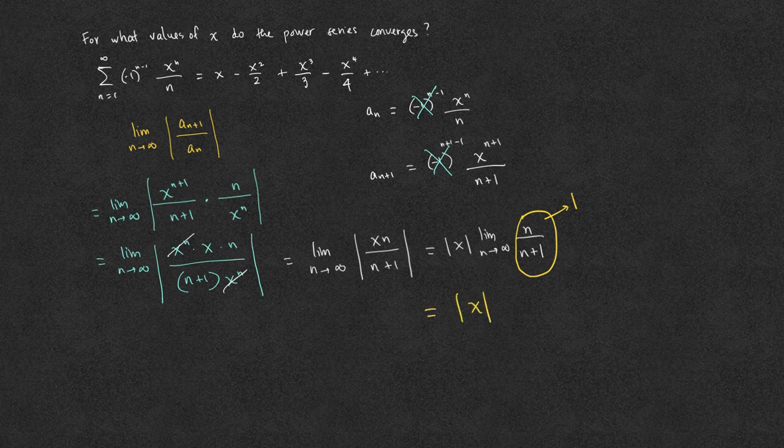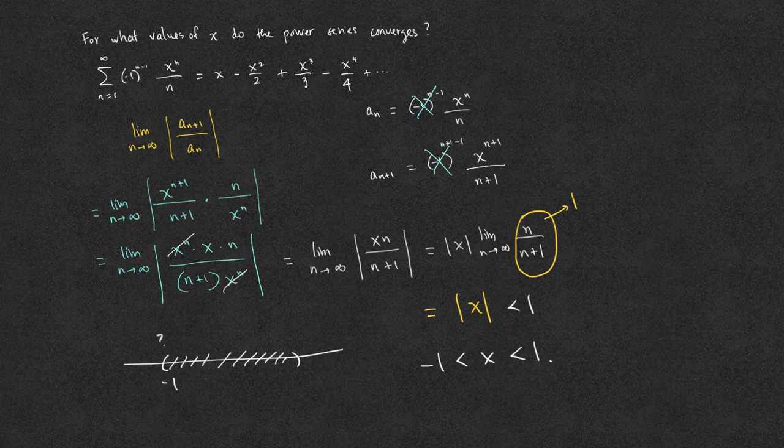The ratio test states that this limit needs to be less than 1 for the series to converge. In this case, the values of x for which this power series converges are any x that is between negative 1 and 1, strictly between negative 1 and 1. We're still not done yet. The ratio test says that if the limit is less than 1, then the series converges. So we know that for all x strictly between negative 1 and 1, the series will converge.